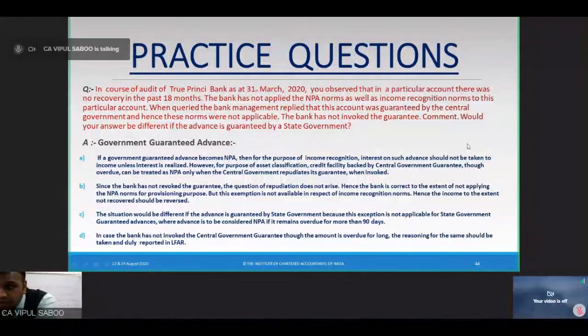Yes. What does the answer say? If a government guaranteed advance becomes NPA, then for the purpose of income recognition, interest on such advance should not be taken to income unless interest is realized. So what is income recognition?